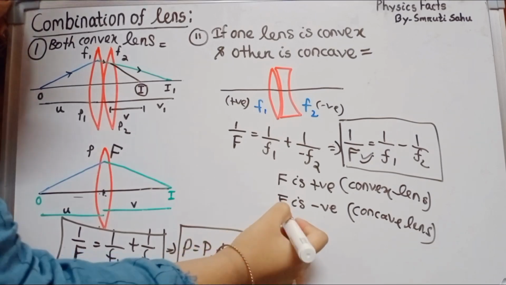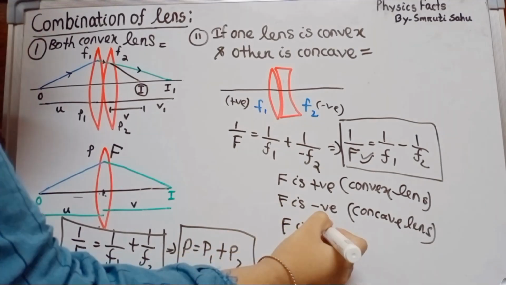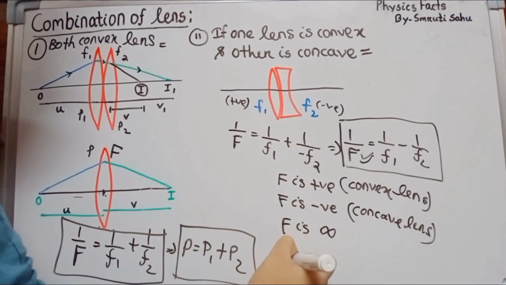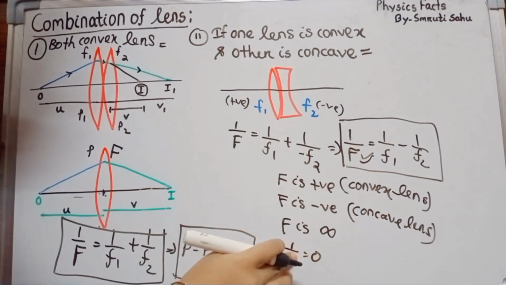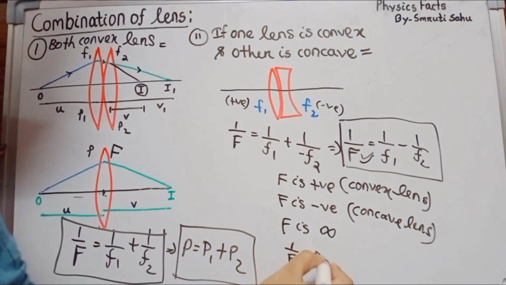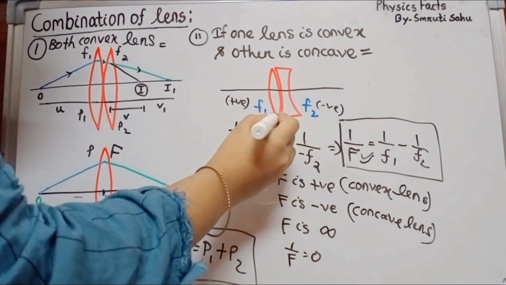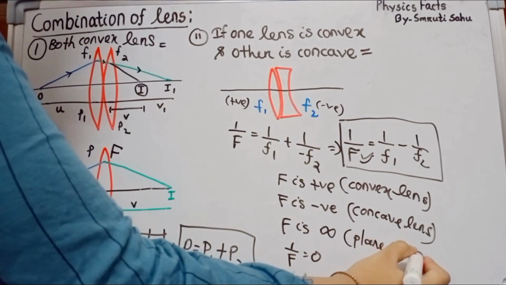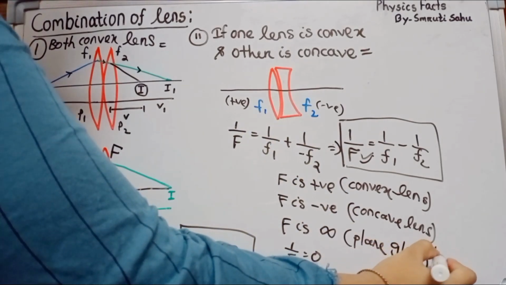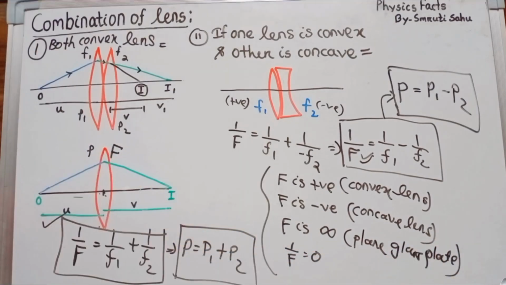Okay, then if f is infinity, that means 1 by f equals 0. In this case, the combination of convex lens and concave lens acts as a plain glass plate. Okay student, you remember this one. On the basis of this power of lens and combination of lenses, we discuss some numericals.